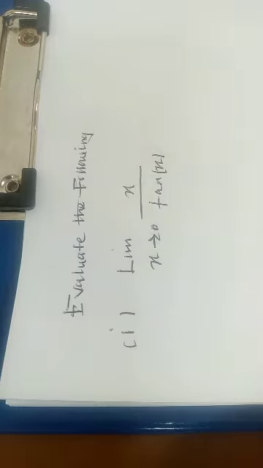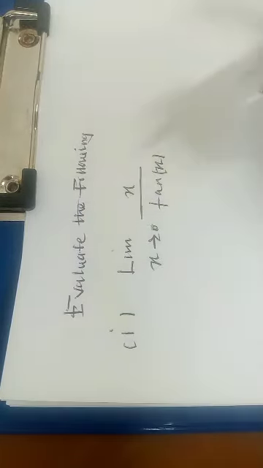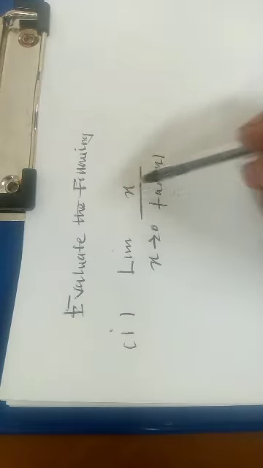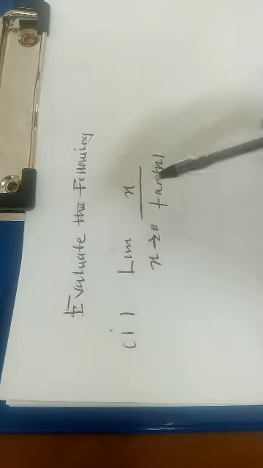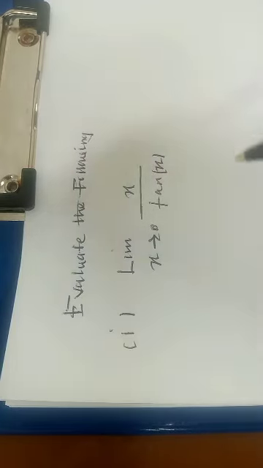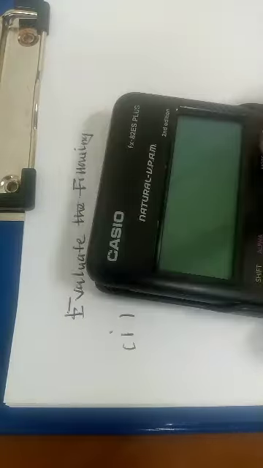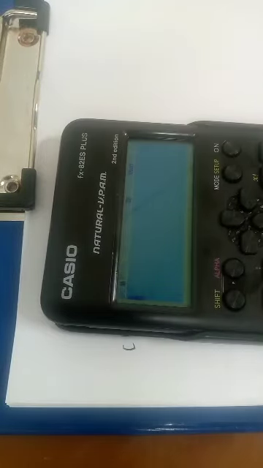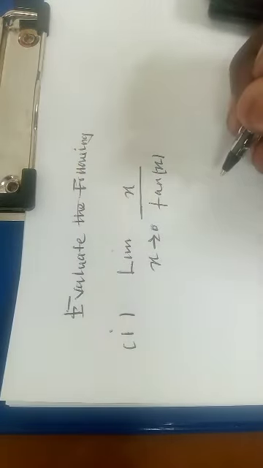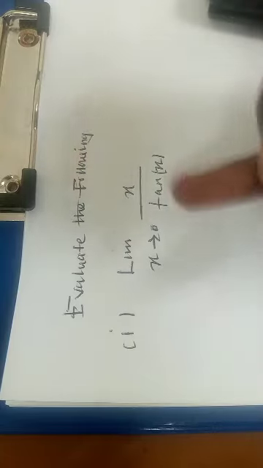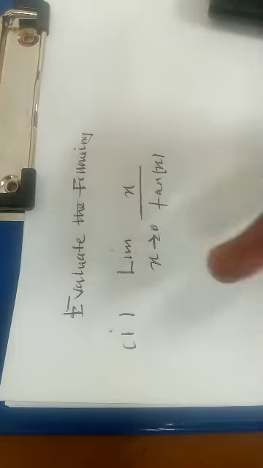So in this case, imagine I replace directly: where there is x, I put 0, and where there is x again, I put 0. Definitely this becomes 0 over 0, because tan of 0 is also 0. What I'm trying to say is that tangent of 0 gives you 0. So you have 0 over 0, which is not allowed directly under L'Hospital's rule.